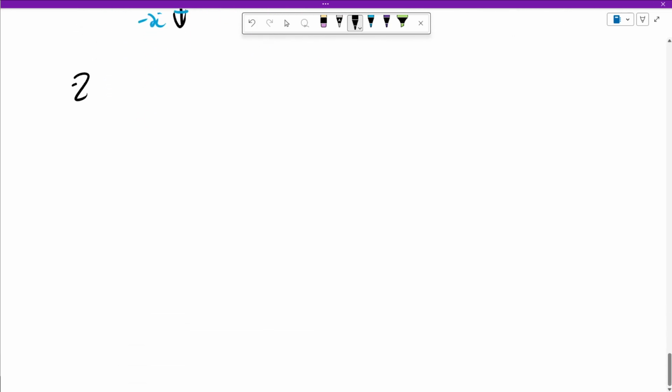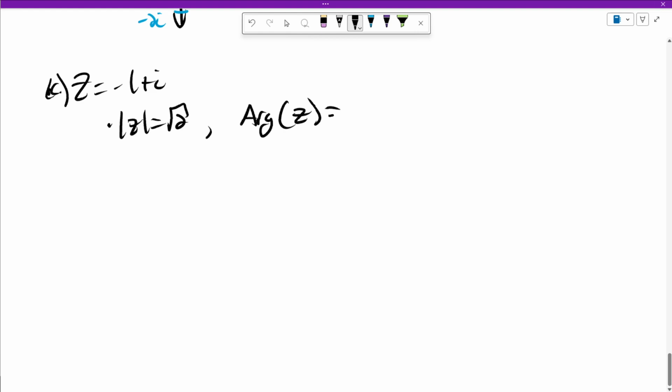Let's look now at z is negative 1 plus i. So again, this is part c, we want to compute the modulus of z, it's the square root of 2, and we want to compute the argument of our z, and that is going to be, let's see, negative 1 and up, so that's going to be 3 pi over 4.